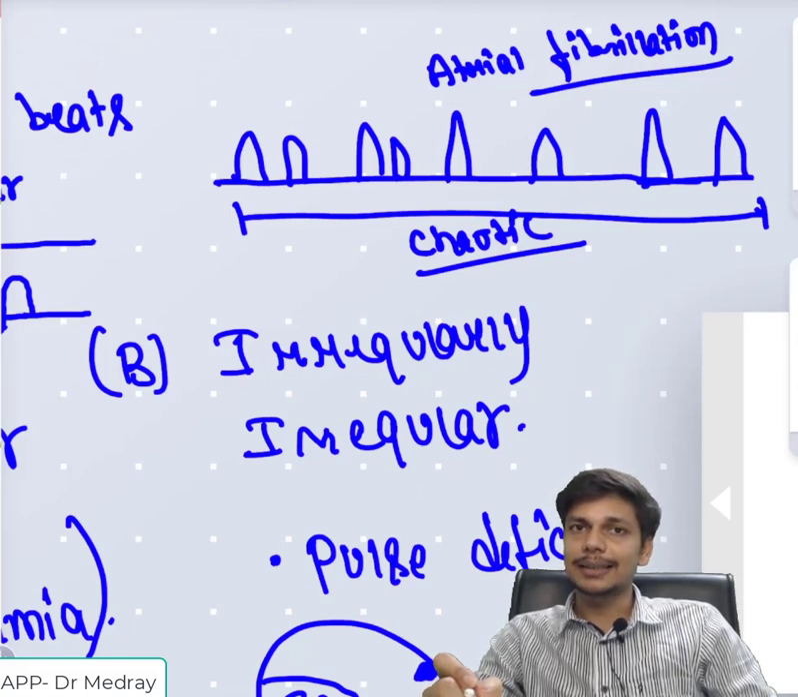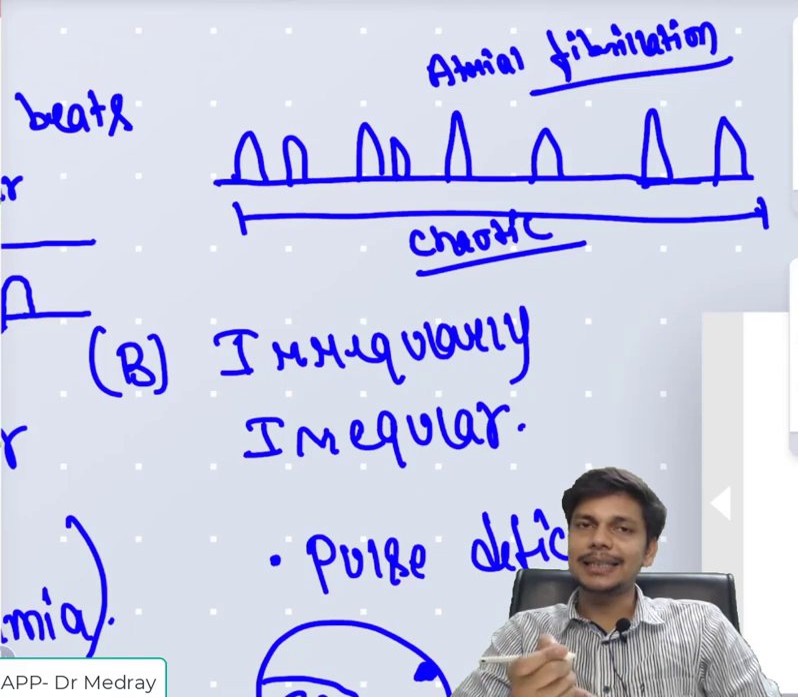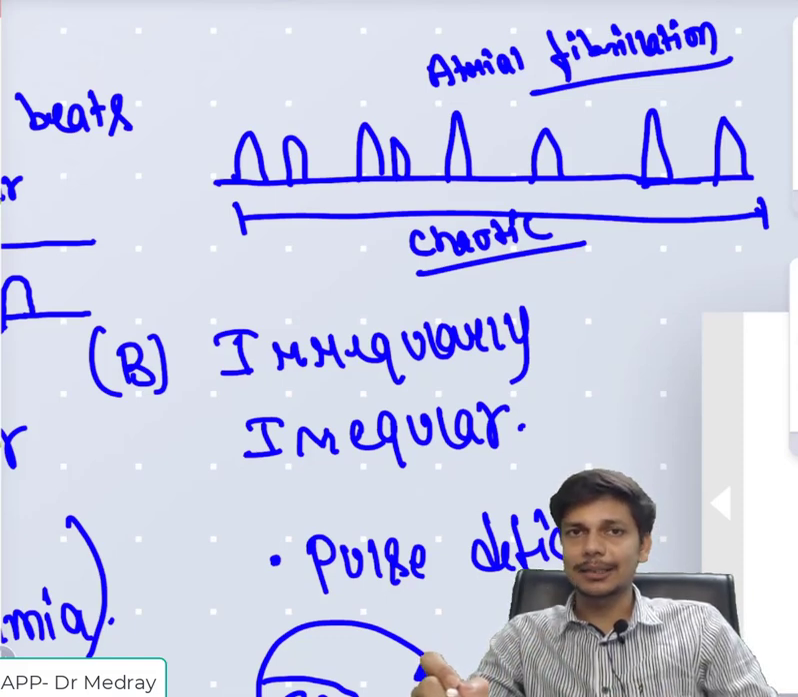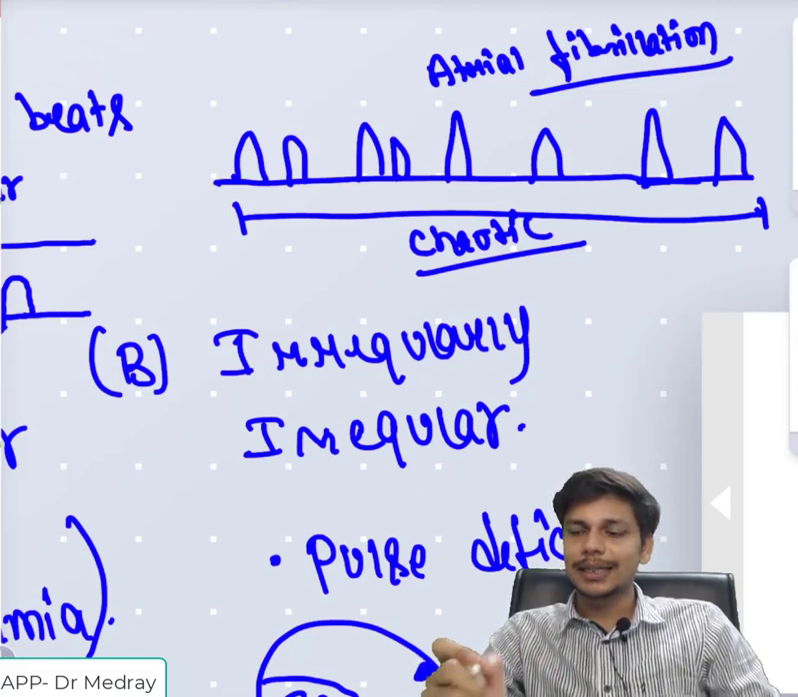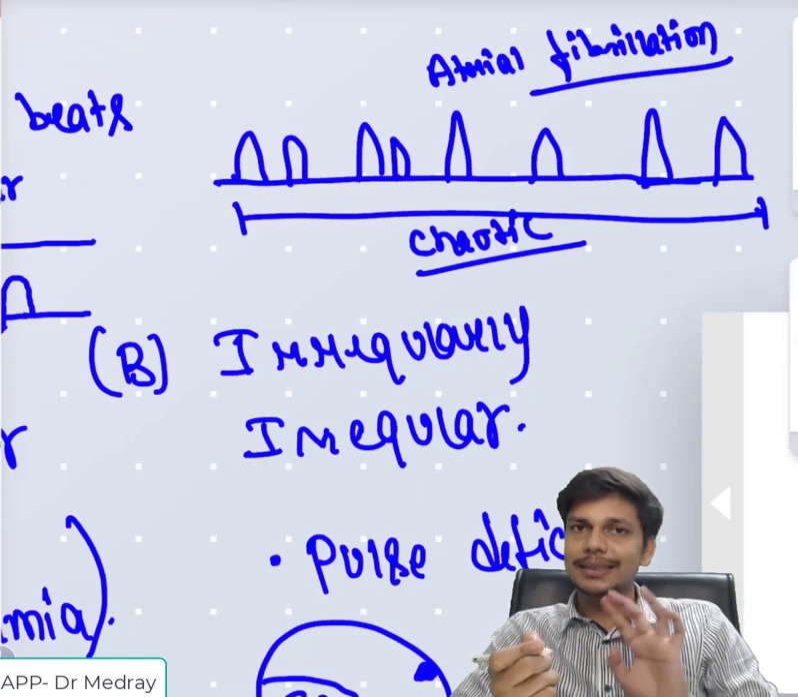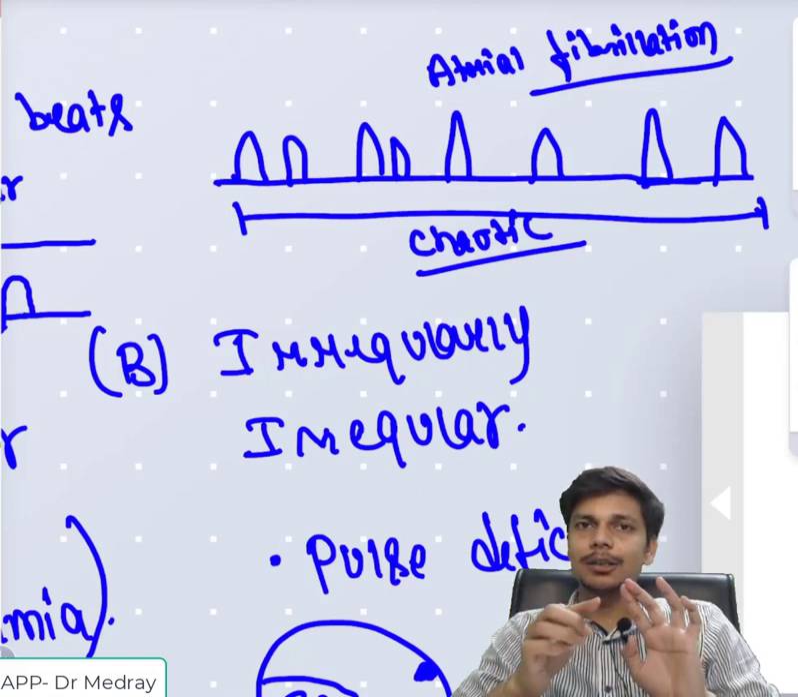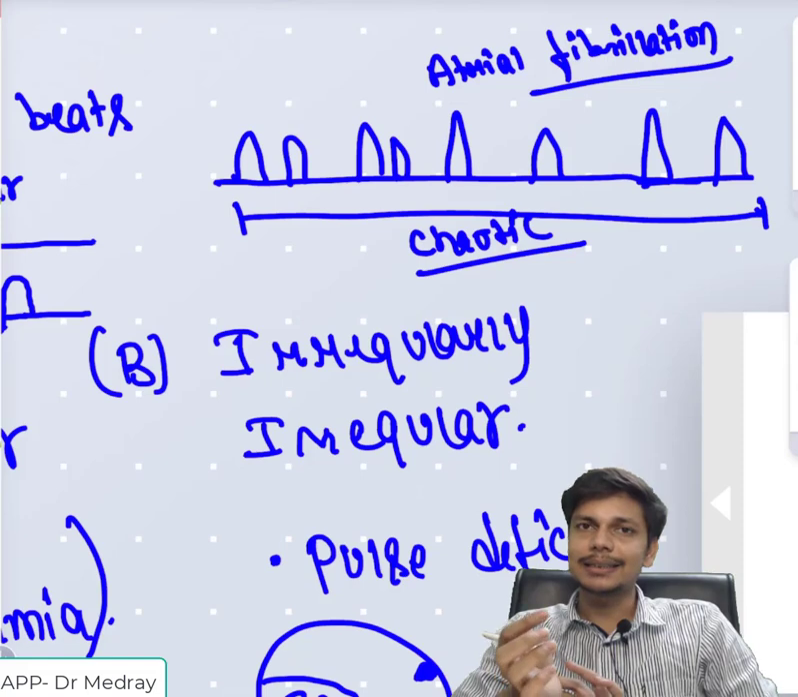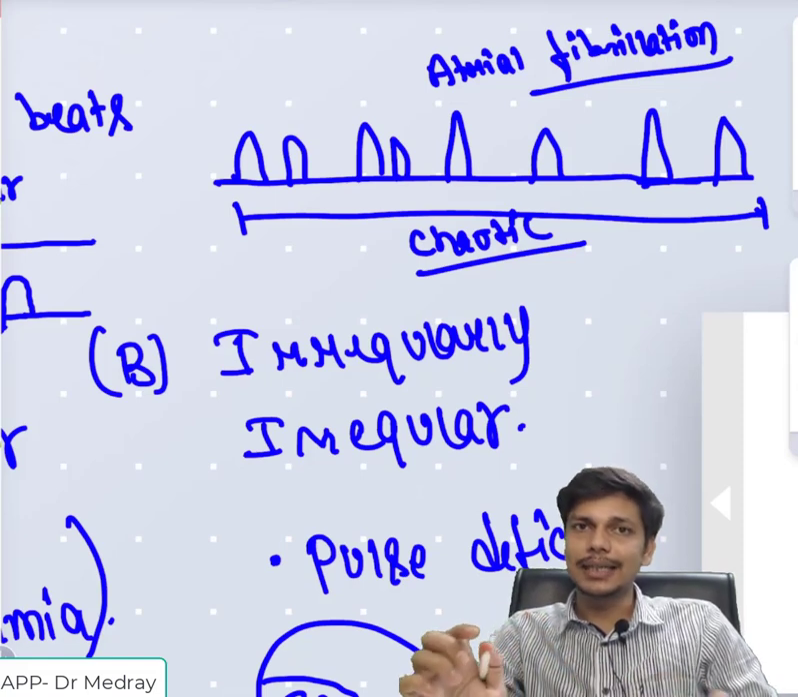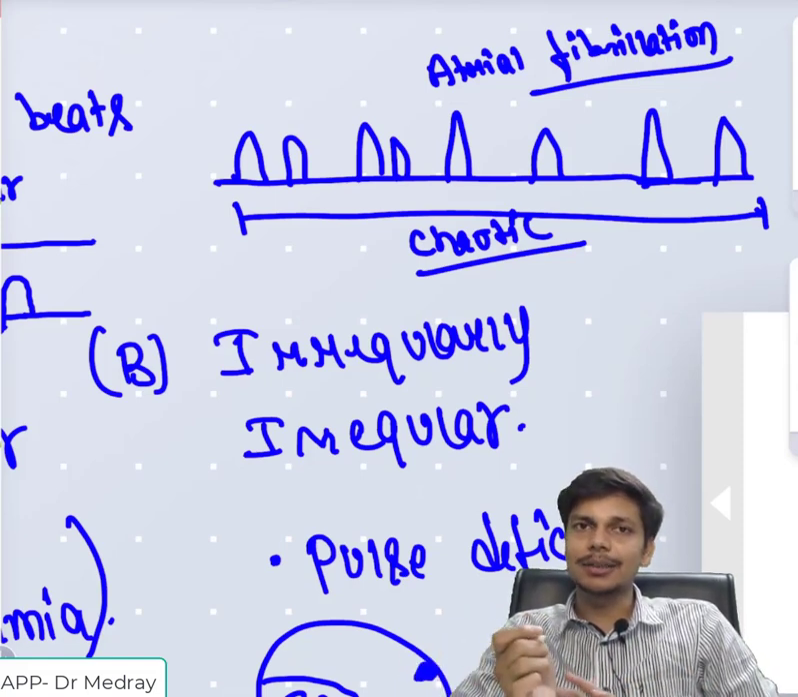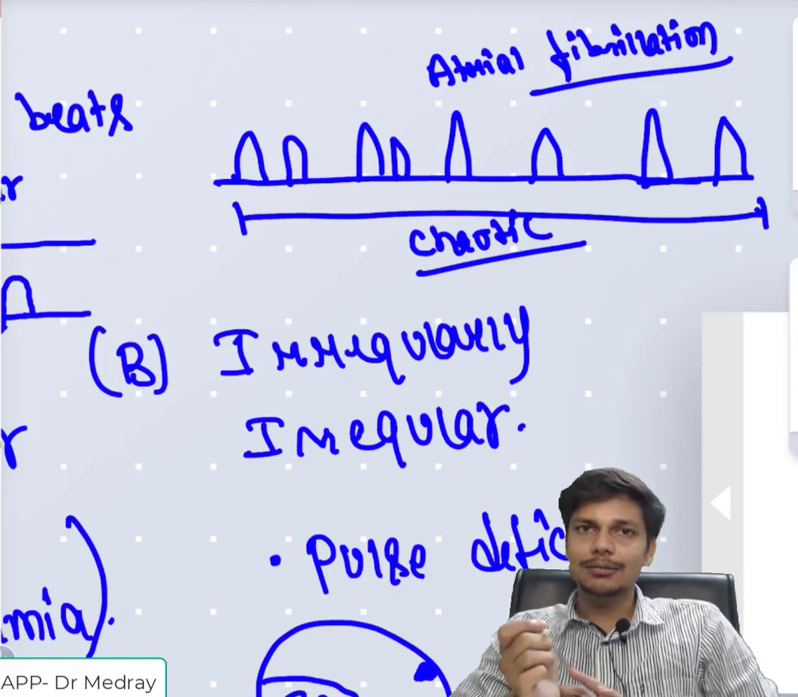And then we look at the rhythm of the pulse. By palpating the radial artery, we look at the rate of the pulse and the rhythm of the pulse. At what interval the pulse is thrusting against your fingers, whether it is regular or whether it is irregular. So if it is irregular, it can be regularly irregular.